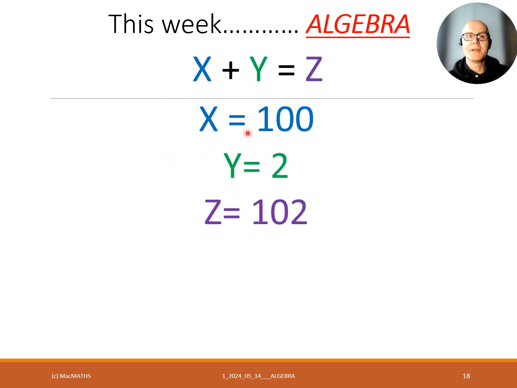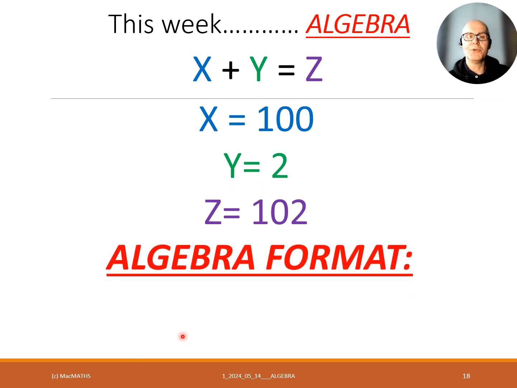Here are some different numbers. X equals 100, Y equals 2 and Z equals 102. X plus Y equals Z. Let's see if that's true for the numbers that we have here. Substitute X for 100, Y for 2 and Z for 102. 100 plus 2 equals 102, and that of course is correct.